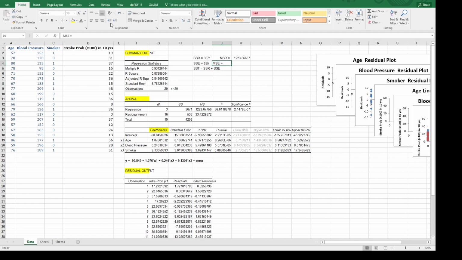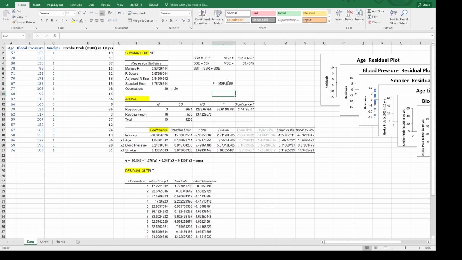And then you can also say MSE, mean square due to error, is equal to the sum of squares SSE divided by the corresponding degree of freedom. So you can see it's 33.43, roughly this number as reported. Okay, and F, our F test statistic, is simply F equals MSR divided by MSE.